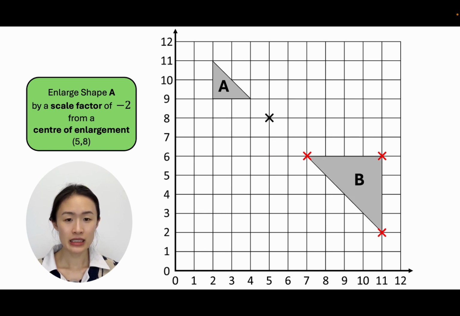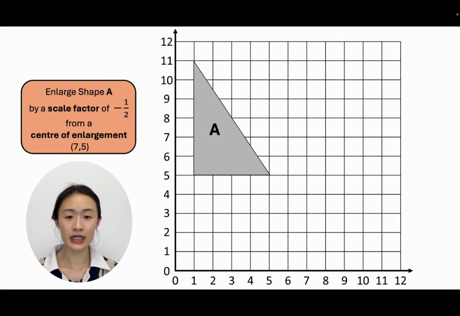And as we can see, the image, the triangle B, is 2 times bigger than the original one because the scale factor is 2. But because it's -2, that means the shape is being flipped. It's in the opposite direction. If we join the corresponding points together, we can see that they pass through the center of enlargement. Okay, let's have a look at one more example.